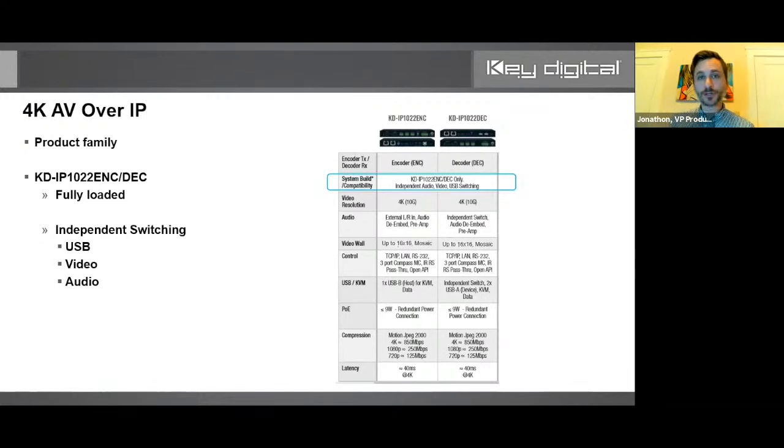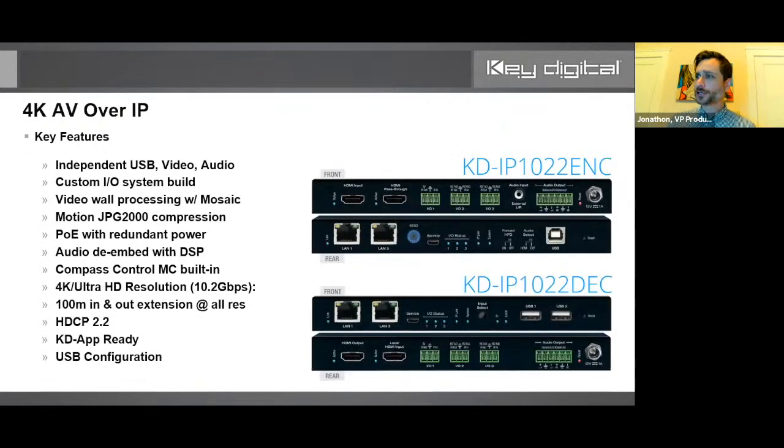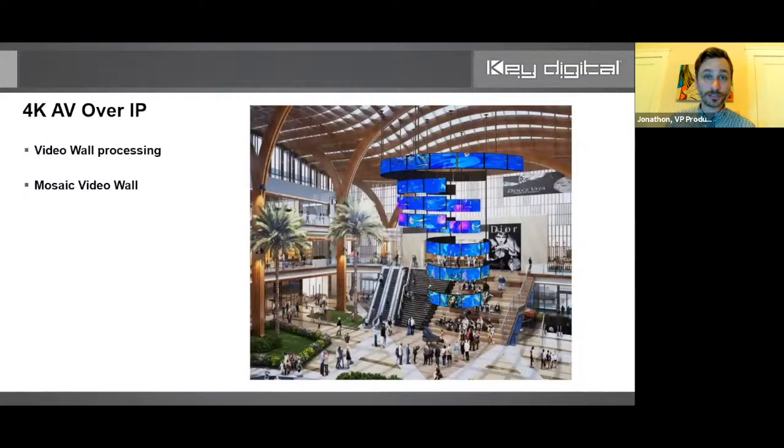Now, you may recall we also have the IP1022 system, encoders, decoders, fully loaded just like the 922s, and it adds independent USB video and audio routing, right? So again, it looks identical to the 922s, but there's that benefit. And we also told you about the final benefit of the 1022s, that it also supports Mosaic video wall. Mosaic video wall is like where you have an entire canvas and the displays are just floating within that canvas. And it's very cool stuff.